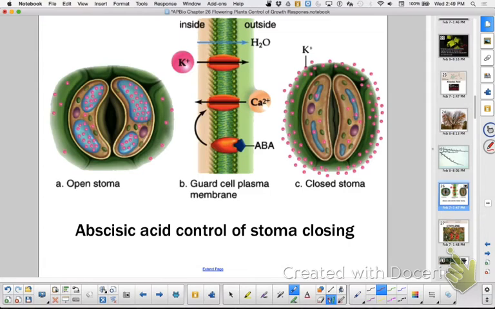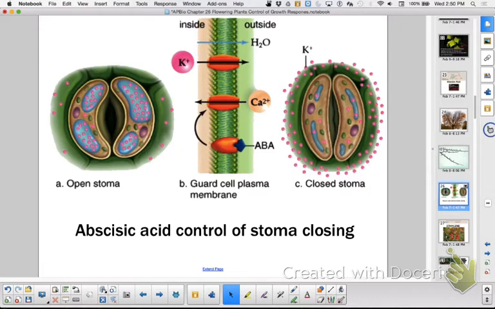Okay, well, we know the proton pump pumps, if we wanted to open up the stomata, use your proton pump, pump who out? Hydrogen out, who takes its place? Potassium. And when you do that, who follows the potassium? Water. And the stoma what? Open. So now we need the potassium to go out.